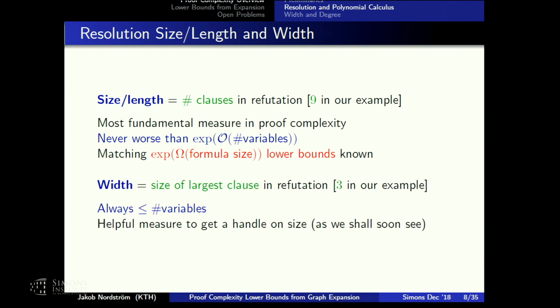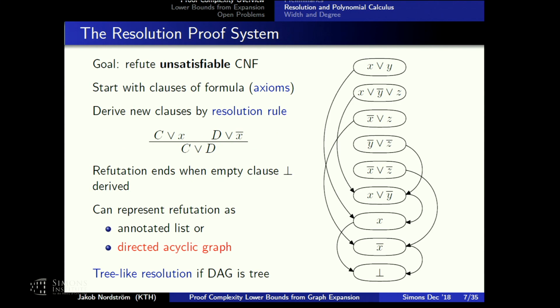Another measure that we're going to care about is width, which is the size of the largest clause in the refutation. And it will be clear in a little bit why this is a helpful measure to look at. Just to see here, the length of this is 1, 2, 3, 4, 5, 6, 7, 8, 9. And this is the widest clause, so the width is 3. Okay?